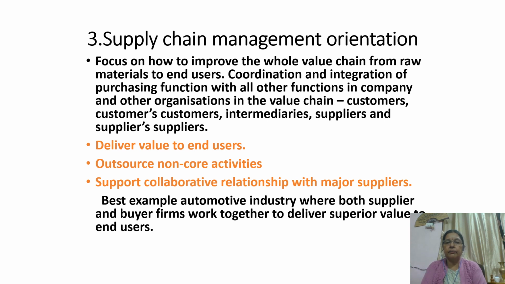So through supply chain management, they try to deliver value to their end users and they outsource their non-core activities, that is the unimportant activities, and they try to develop a collaborative relationship with their suppliers. So the best example is the automotive industry where the manufacturers, that is the suppliers, work closely with the dealers, that is the buyer firms, so that they can deliver superior value to the end customers, that is those who are purchasing the automotives, the end customers.